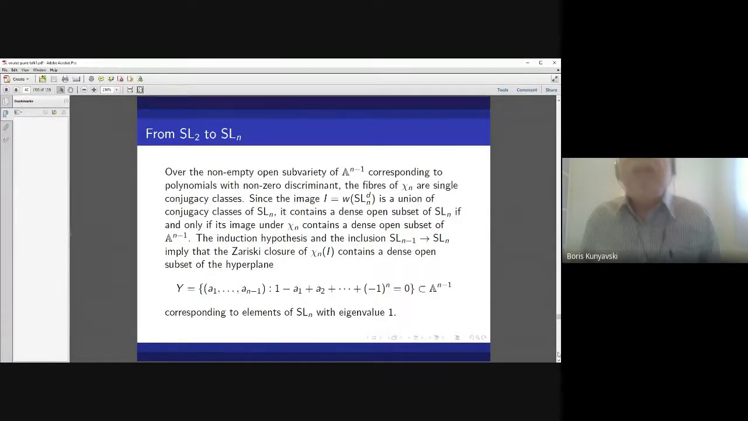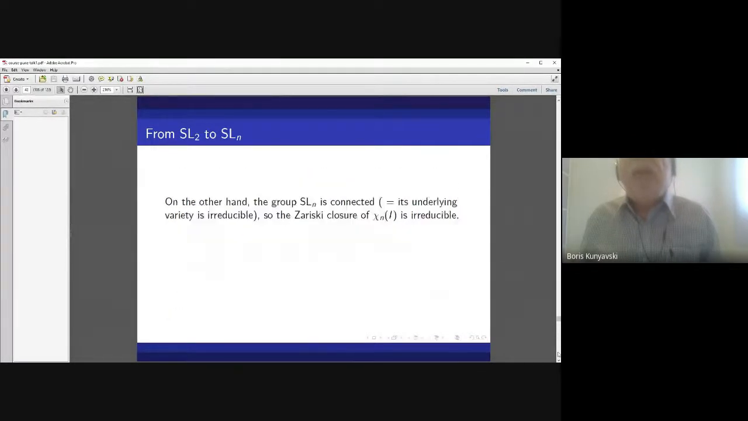Think about this. How to finish the proof now? Now, a little more algebraic geometry. Our SLn is connected. What does it mean? It's just a terminological issue. This means that the underlying variety is irreducible. If you consider the Zariski closure of the image of some morphism of a reducible variety, it is irreducible. Yeah?